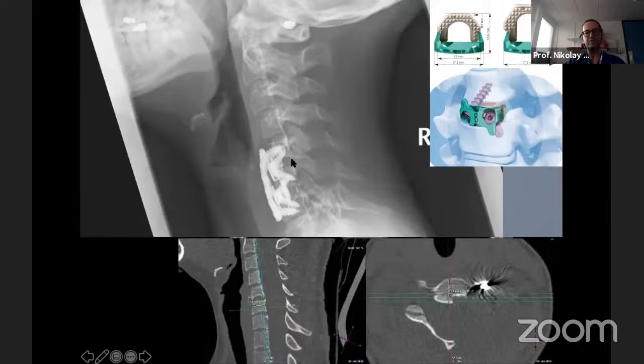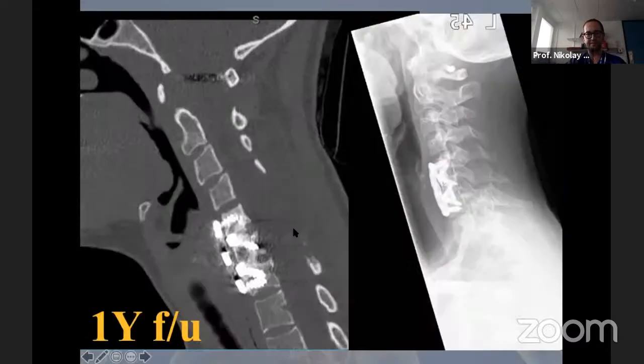As you can see here, the posterior contour of the cage is right on the posterior vertebral line, so I didn't have much space for displacement, and that's why I wanted to use these cages. And then I needed some buttressing because I was concerned about possible kyphosis in the future, and that's why I put a plate for reinforcement on top of that.